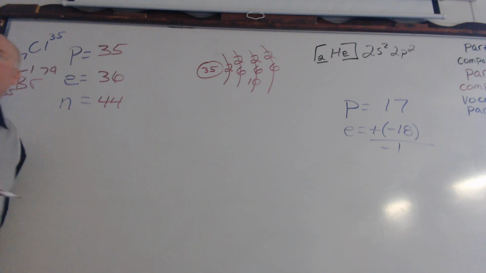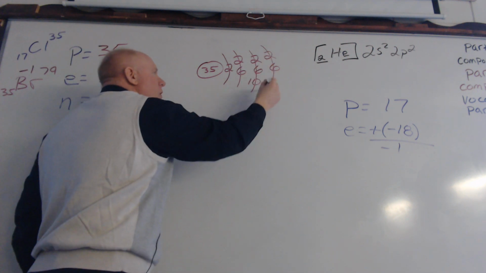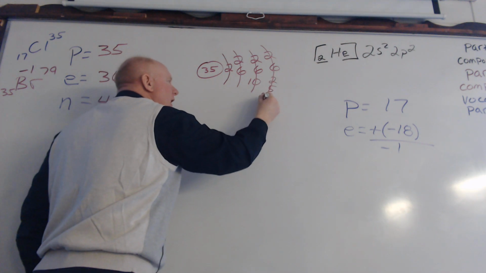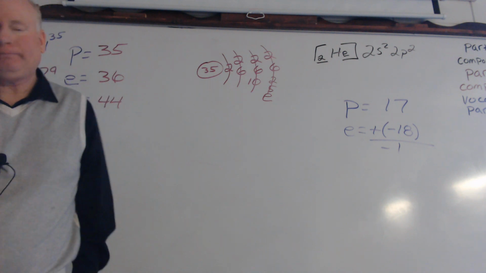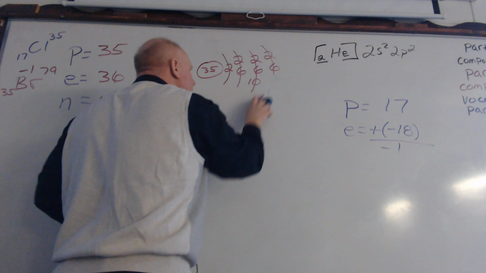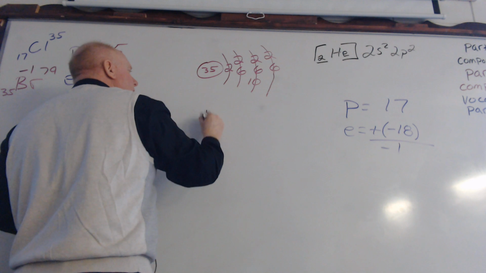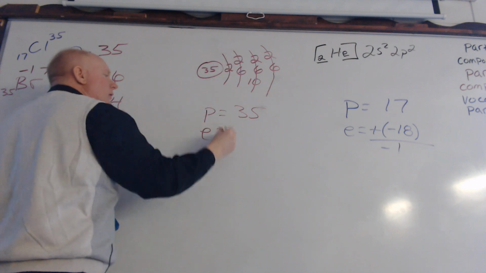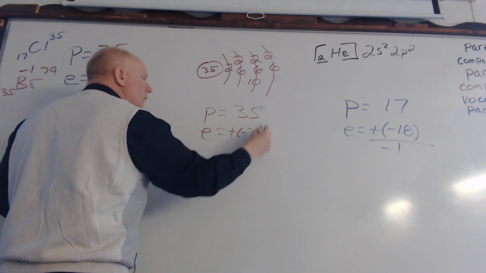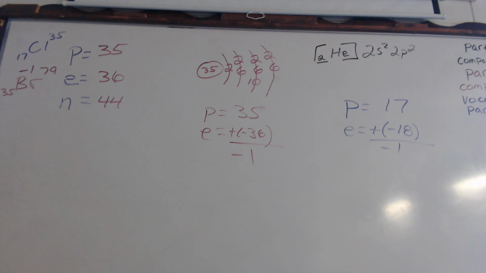If it was neutral, that would be 5. But it's not neutral. So what makes more sense to you? Seeing 2 and 6 or 2, 5, and then that extra electron? Which do you like seeing better? 6. Okay. So if you add all them numbers together, how many electrons are out here? 36. Just what we're looking for, -1.